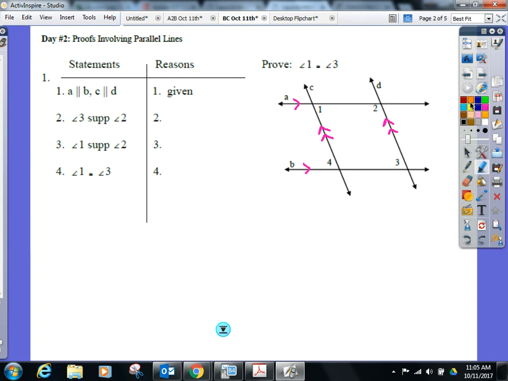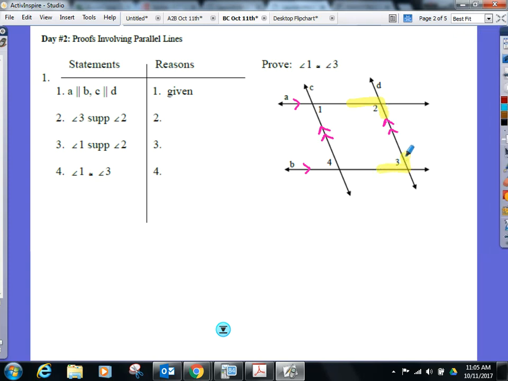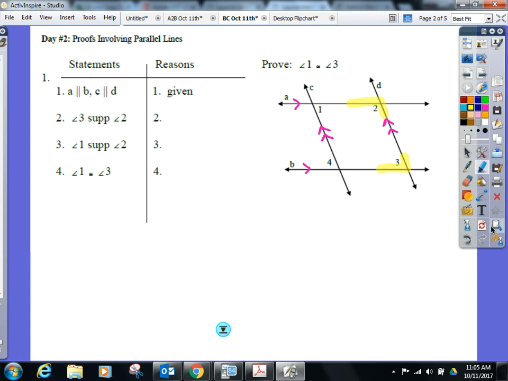Before we write anything down, this is exactly what I was talking about. 3 and 2. Do you see how they're on these parallel lines here? And don't they have the same transversal? That's what I'm talking about. If two angles have two different transversals, they don't have a relationship. If they're on the same transversal, then now they do. And they are what again, Emily? And what do we know about same side interior angles? They are supplementary. So that's why I wrote 3 supplementary to 2.